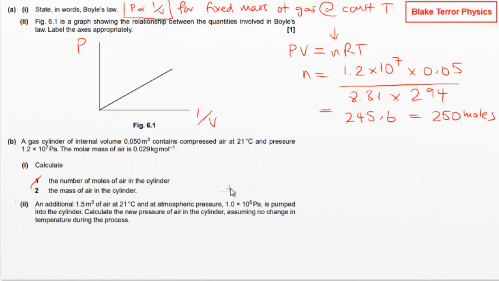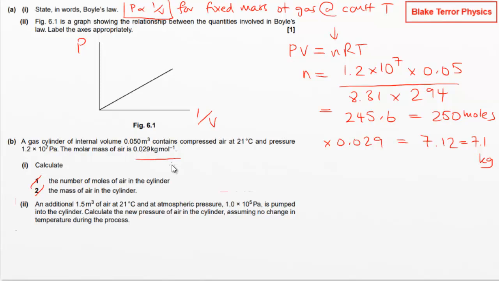The mass of air in the cylinder, so they've given us kilograms per mole for air, so we just need to multiply by 0.029, which is giving 7.12, so 7.1 kilograms. Right, that was a couple of easy ones to work out.